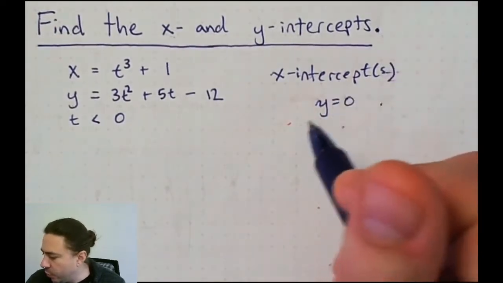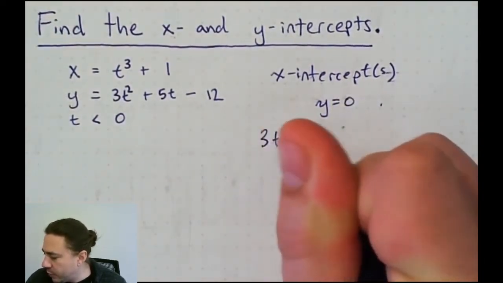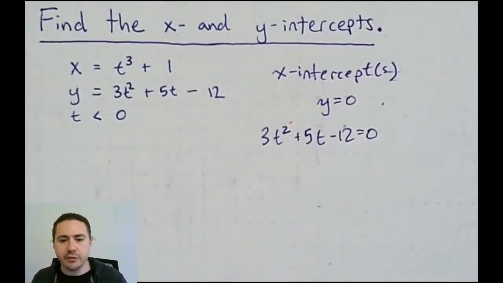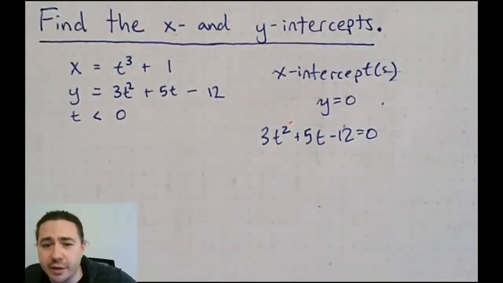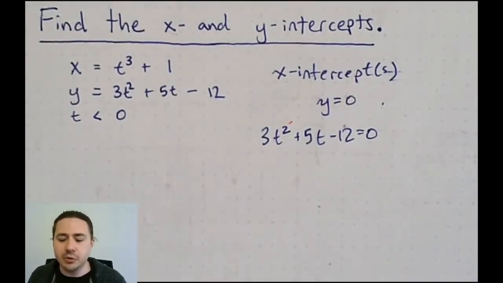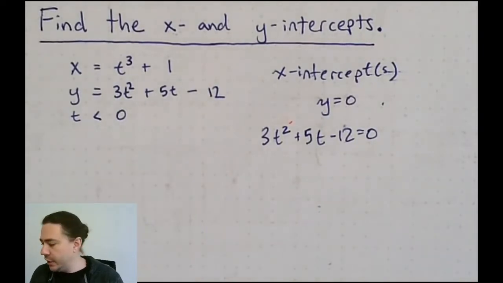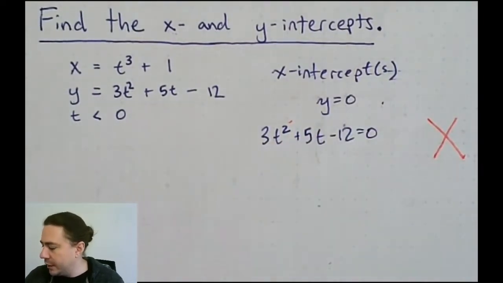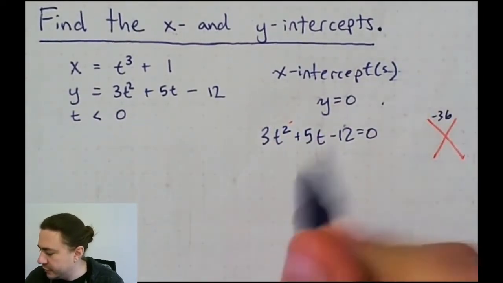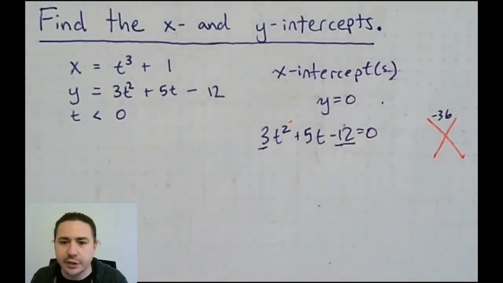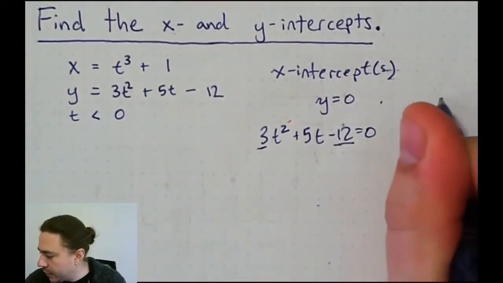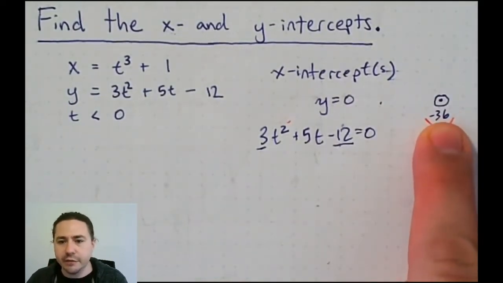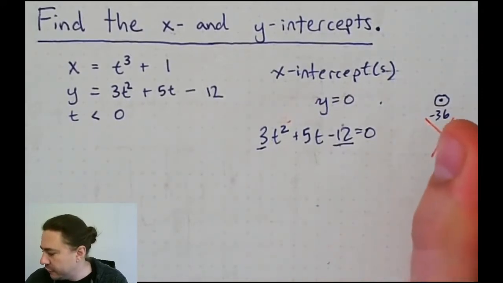So let's solve the y equation for t. We get 3t squared plus 5t minus 12 equals 0. What we have here is a quadratic, and I'm going to solve this quadratic by factoring, and specifically I'm going to use the factoring by grouping technique. So I need to come up with two values whose product is -36, and that's coming from the product of the constant and the leading coefficient. And so I'm going to put a little multiplication symbol up here just to remind me. Two numbers whose product is -36 and whose sum is 5.